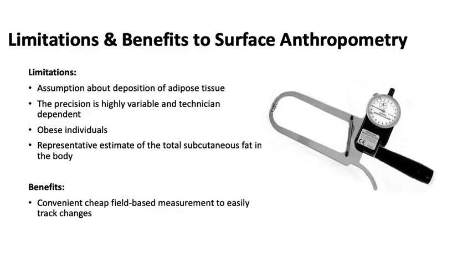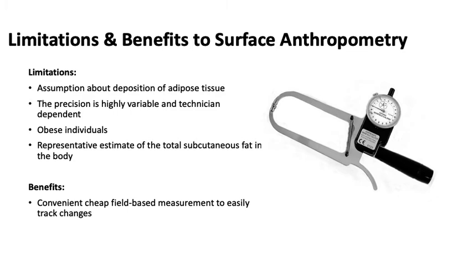Now let's discuss the limitations and benefits of surface anthropometry. First off, the limitations. There are assumptions made about the deposition of adipose tissue, such that the deposition underneath the skin at the site at which you're doing the skin caliper is indicative of the total body adiposity for that individual, which isn't quite correct. Just because you have fat mass in that area doesn't mean that the whole body has a higher amount of fat. So you have to be mindful of that.